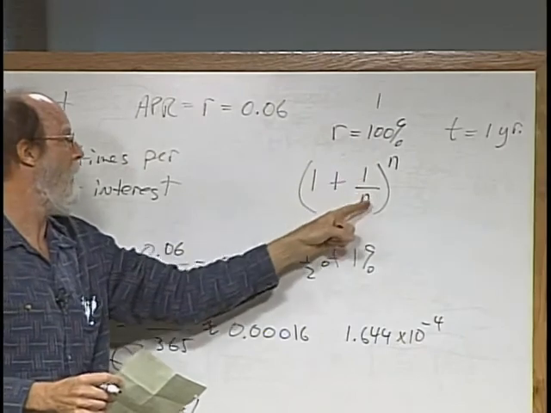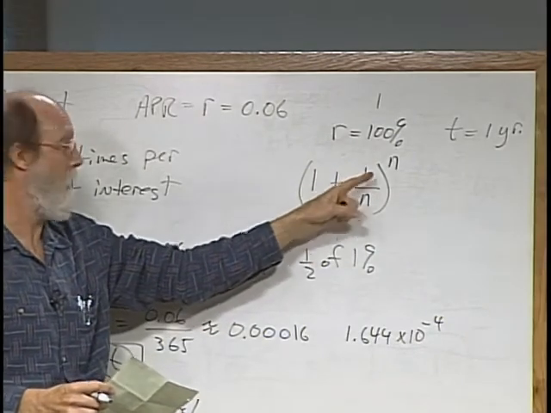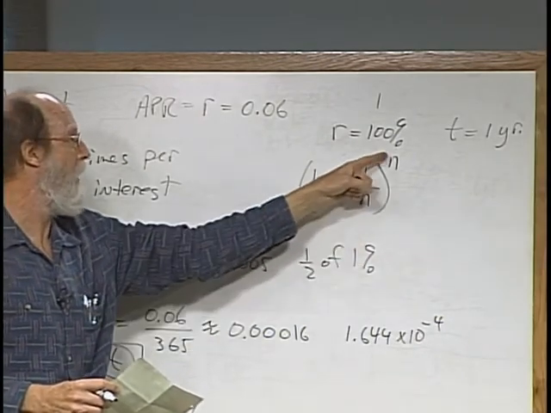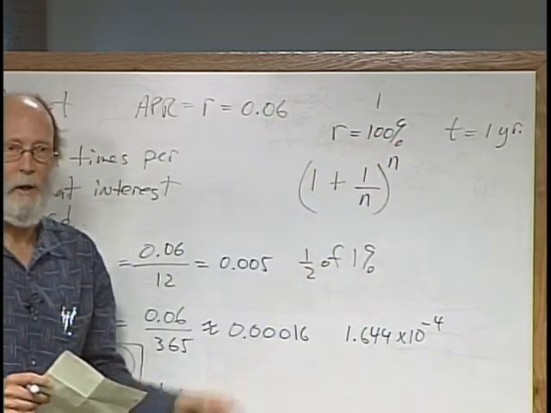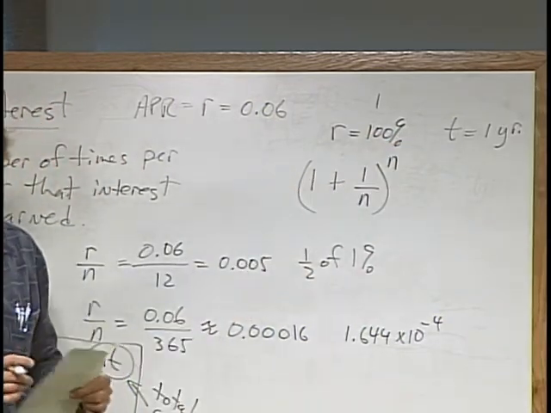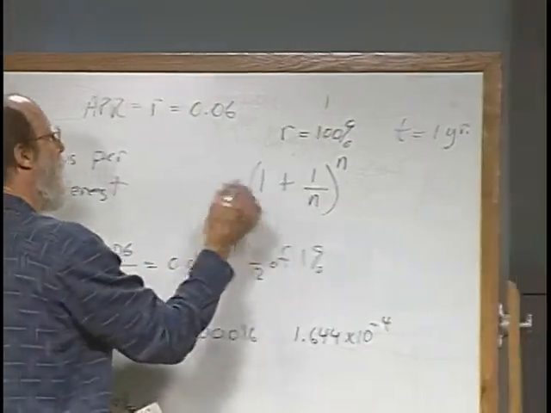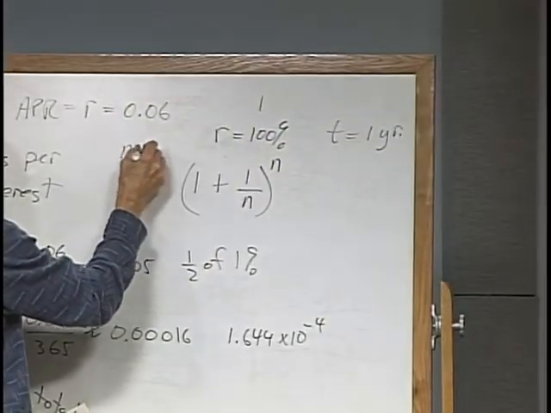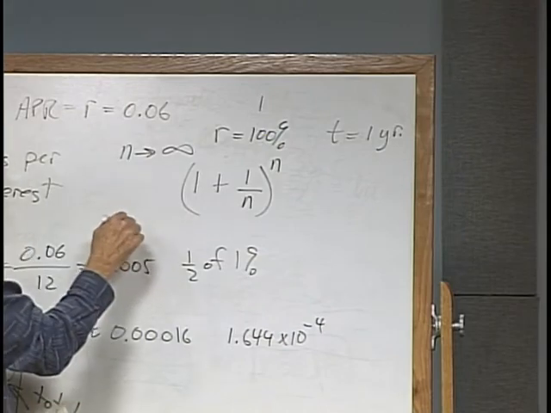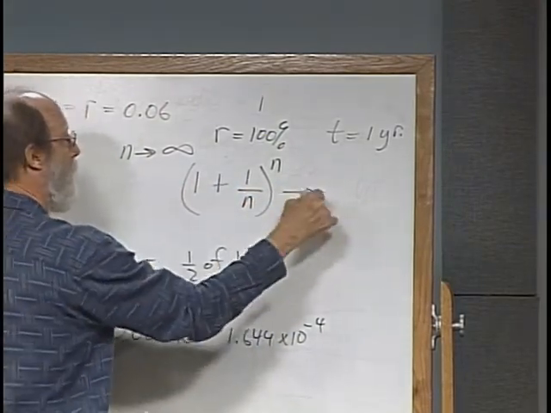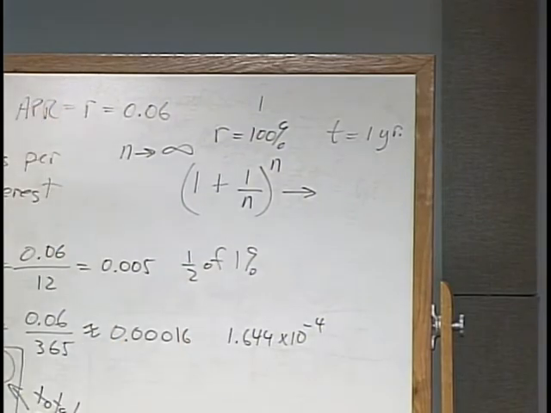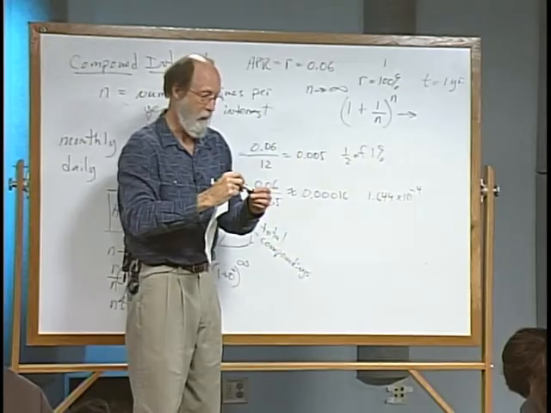1 plus 1, 100% rate of return, over n raised to the n, and we're just going to be talking about what happens after 1 year. We want to get a handle on this. What we want to do is see what happens as we let n grow. Where does this head towards? So we'll let our calculator do the work for us.